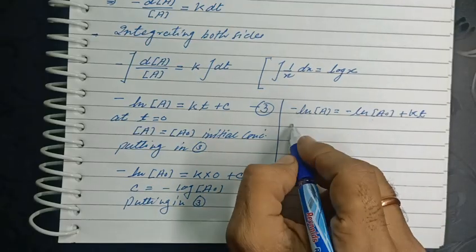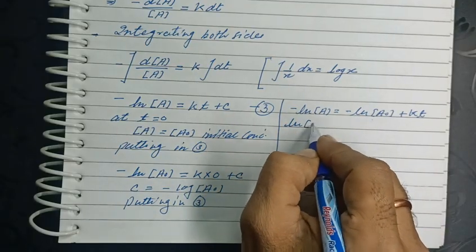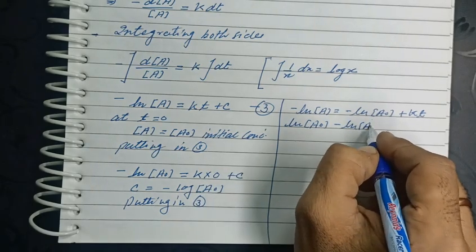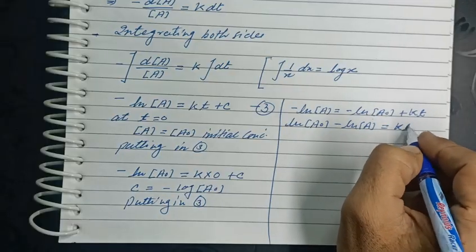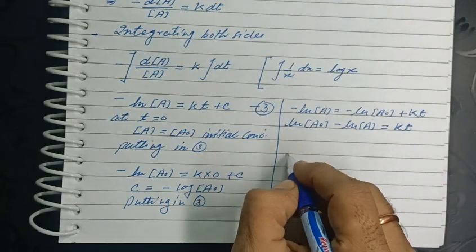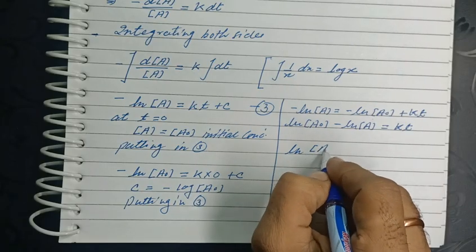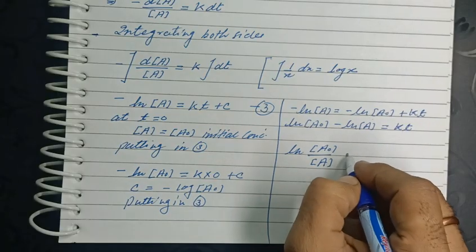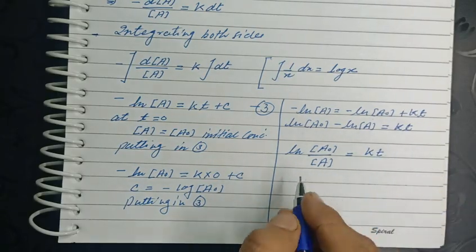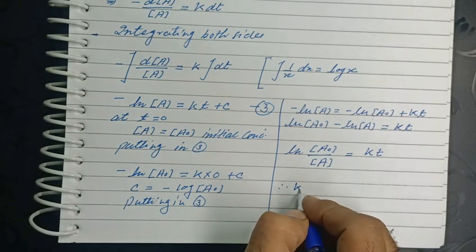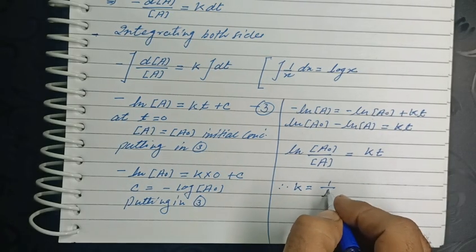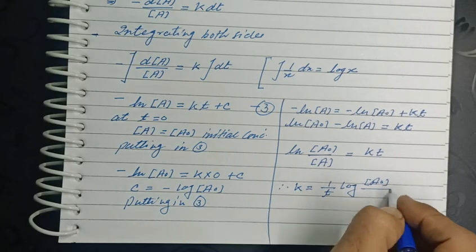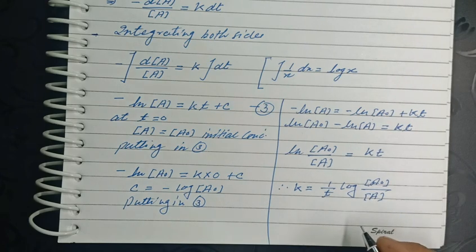Taking minus log natural to this side, we get log natural A naught minus log natural A is equal to Kt. Now we know log A minus log B is equal to log A upon B. So log A upon B is equal to Kt. Therefore, K is equal to 1 by t log A naught upon A.